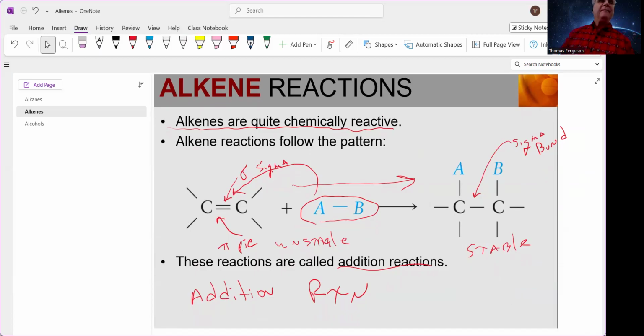Now, the reason why it differs dramatically is because alkanes are inherently more stable. Alkenes are unstable compared to alkanes. Hence, they want to react to become more stable. And that's where the tricky part is.